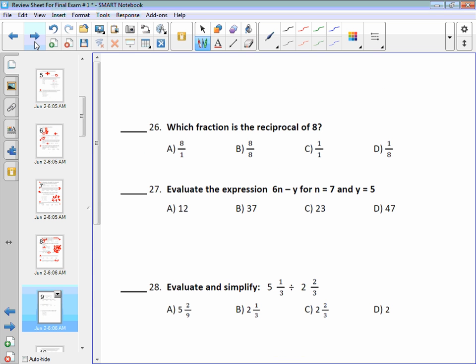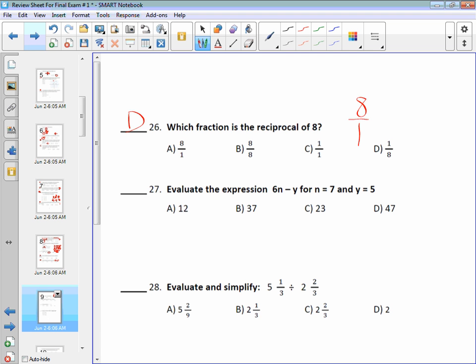26, curious about this one again. Last year, half the kids got this wrong on this review. Survey. How many at A, B, C, D? 8 over 1 is 8. Reciprocal, turn it upside down, and you would be right, it's D.